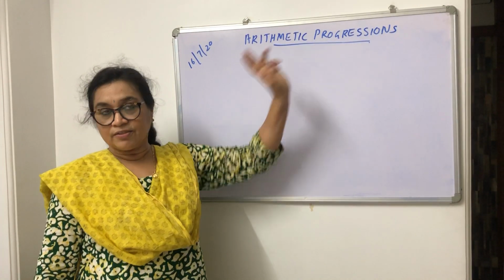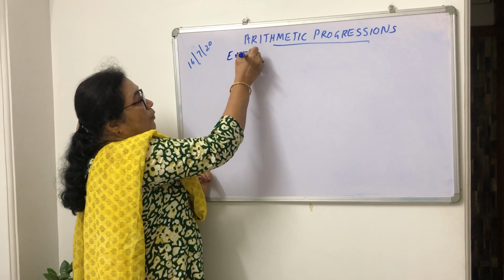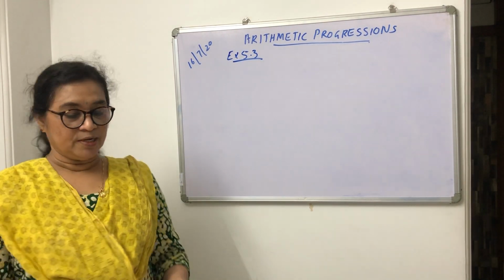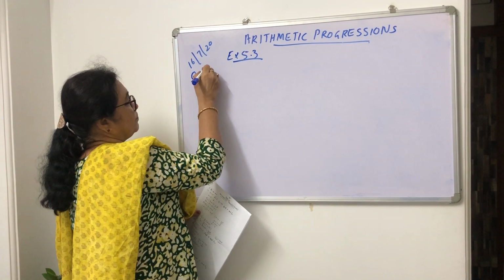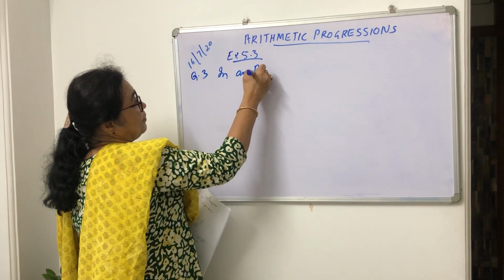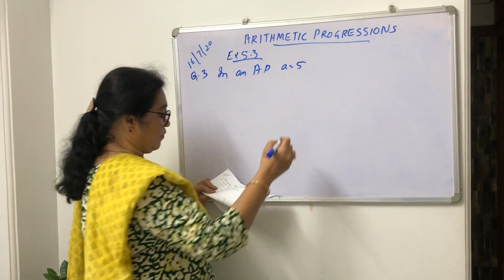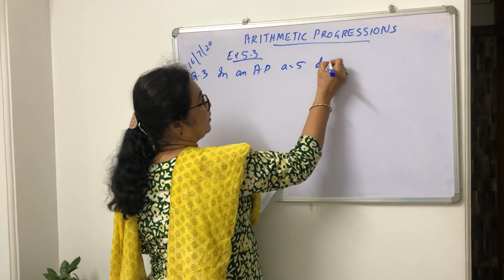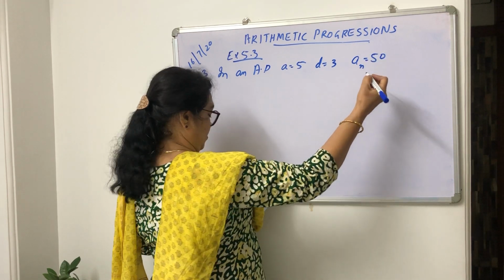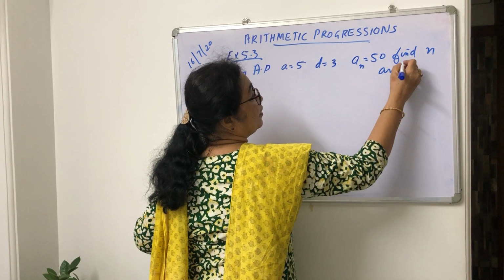Arithmetic progression. We are continuing exercise 5.3. Question number 3. In an AP, a is equal to 5, d is equal to 3, an equal to 50, find n and Sn.